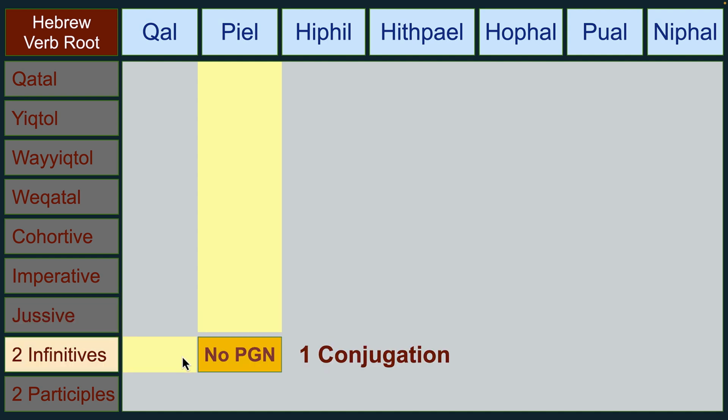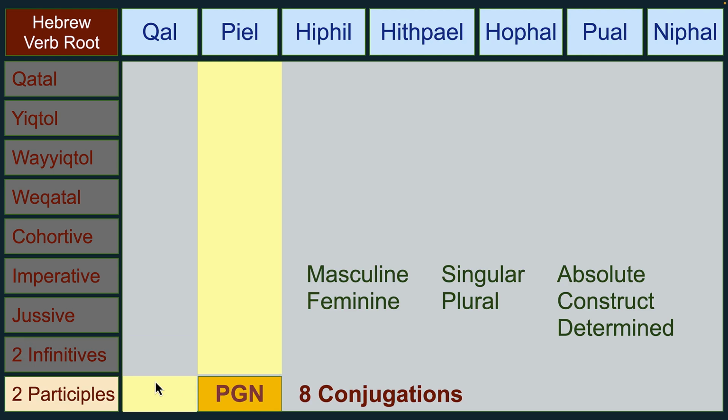Okay. And infinitives, 2 infinitives. For each of the infinitives, there is only 1 conjugation possible. There is no person, gender, number for the infinitive. And finally, for the participle, for each participle, you have masculine, feminine, singular, plural. Note that there is no first, second, third person. Person is missing in this. Instead, there is another dimension, which is absolute, construct, or determined. We'll talk about them when we have a separate video on the participles. But these are the dimensions, and so that makes 2 times 2 times 3.